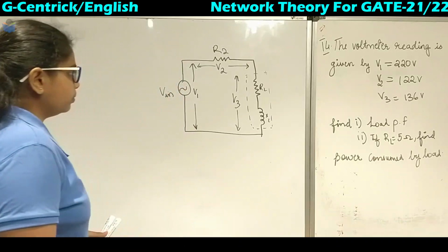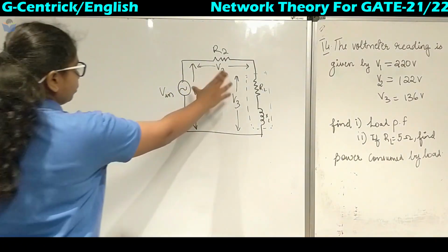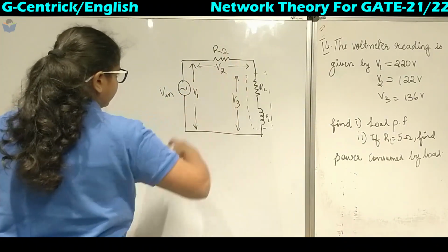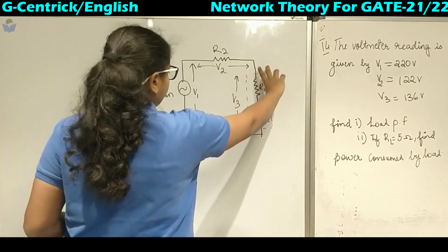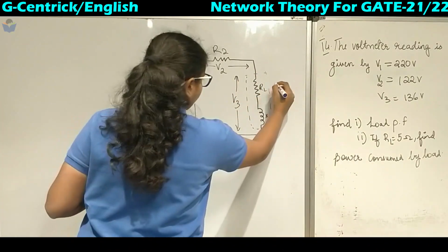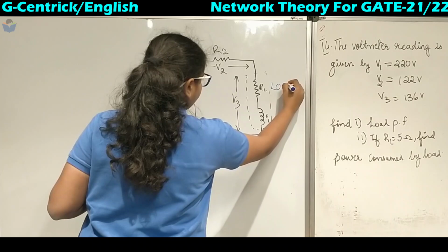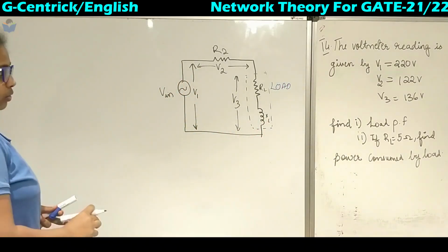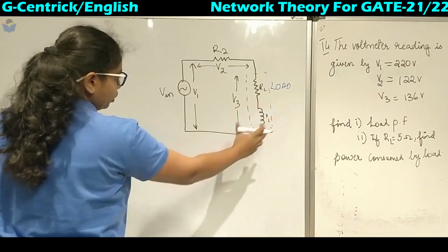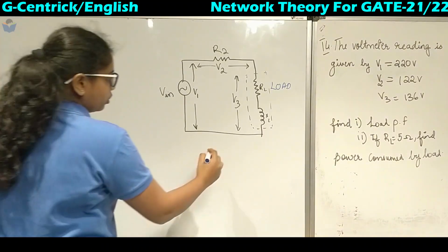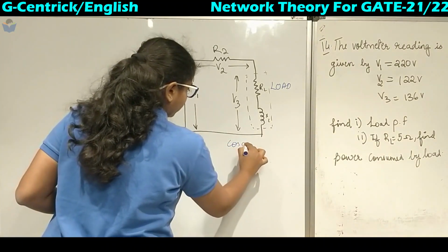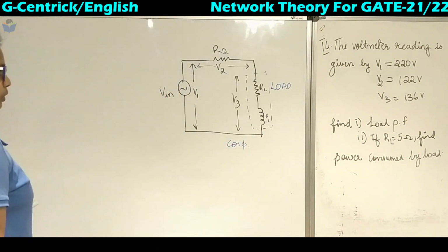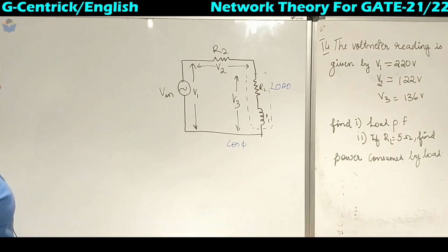Now you have got V1 here, V2 here and V3 here. So we know V3 is the load. So to find out what is the load power factor, it is nothing but cos phi. So what we can do, we will draw the phasor diagram of this one.